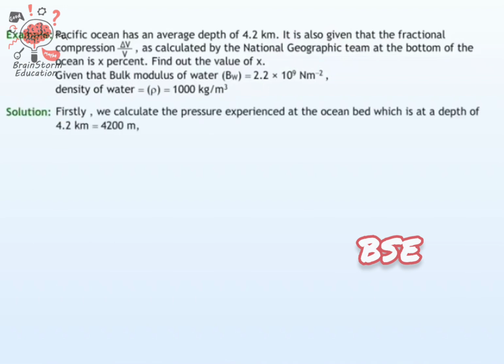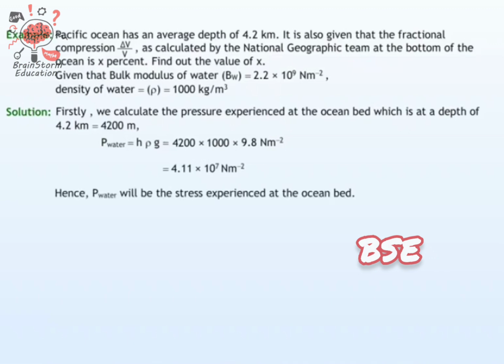Solution. Firstly, we calculate the pressure experienced at the ocean bed, which is at a depth of 4.2 kilometers, equals 4,200 meters. P water equals H rho G equals 4,200 into 1,000 into 9.8 equals 4.11 into 10 raised to 7 newtons per meter square. Hence, P water will be the stress experienced at the ocean bed.